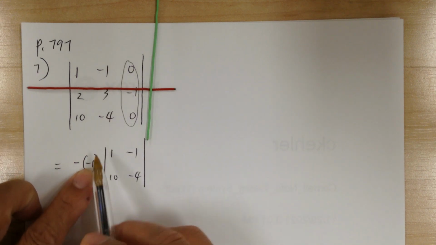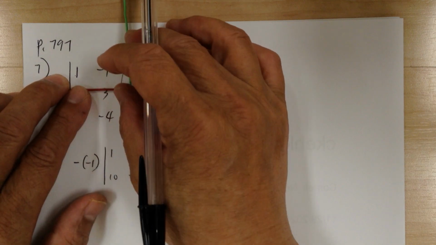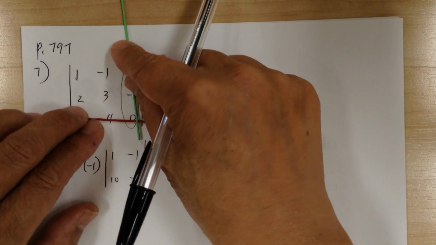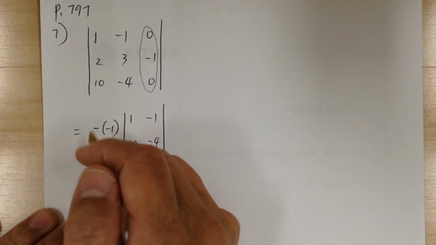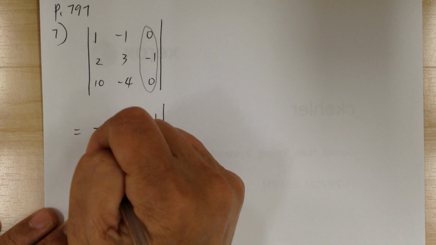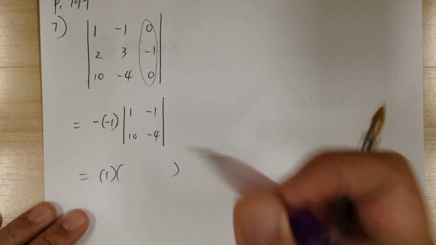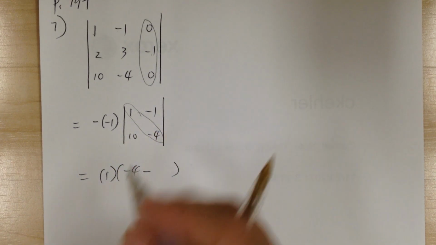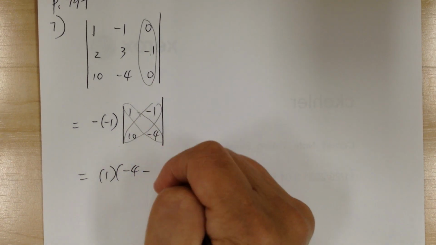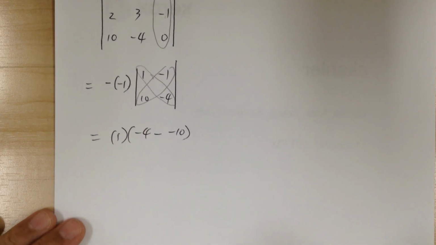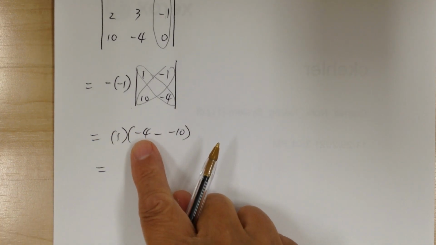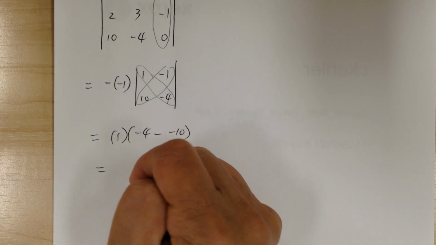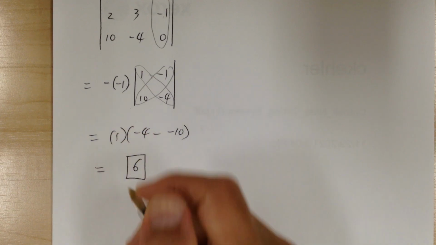So use a parentheses to help you to keep track of things. Okay? And this would be 1, negative 1, 10, negative 4. And next one is 0, so it doesn't do anything. Okay, so this is equal to 1 times, by negative, negative is positive. And you do the diagonal. So this would be a negative 4 minus, and this would be negative 10. So this will equal to, now negative become plus. So you got negative 4 plus 10 will give you positive 6. And times 1 still give you positive 6.